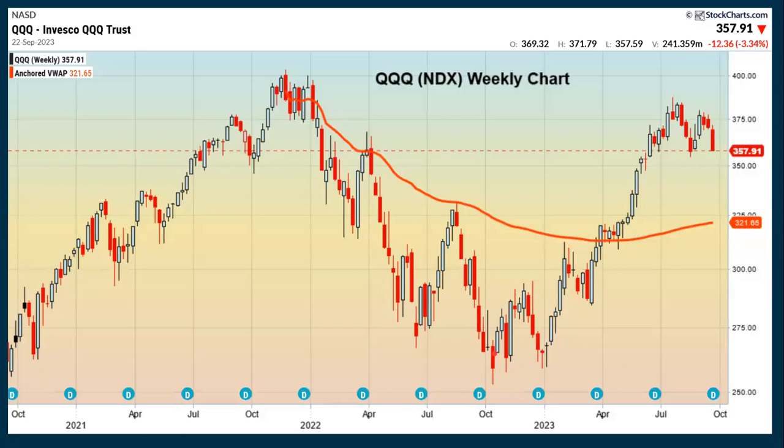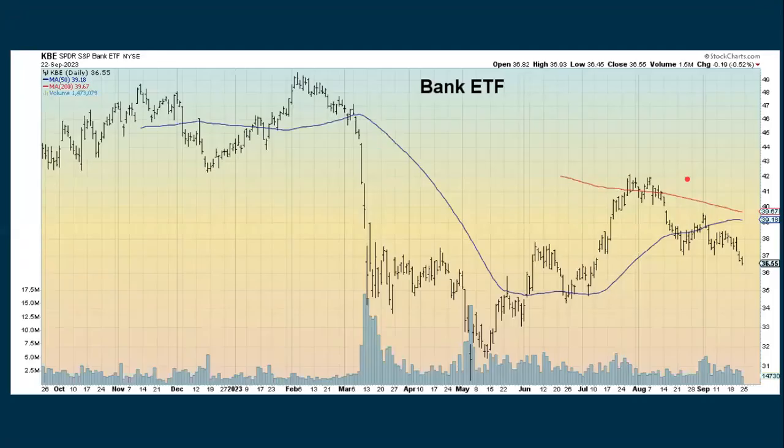Then we have a weekly chart of the QQQs, which is the NASDAQ 100. And then we have an anchored moving average going back to the all-time high, and we're still well above this level. The bank ETF, we really shot down back in March when we had some banks with some real problems. We keep an eye on this just in case there's more banking information that ends up coming out.